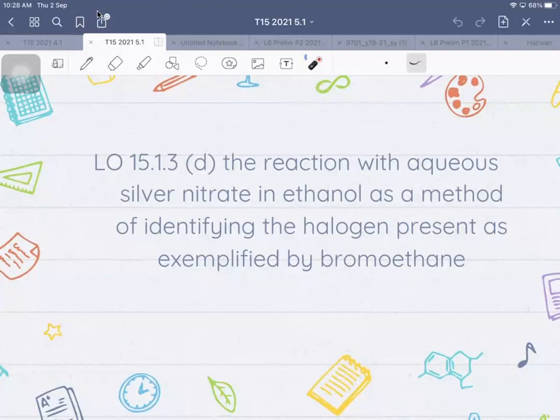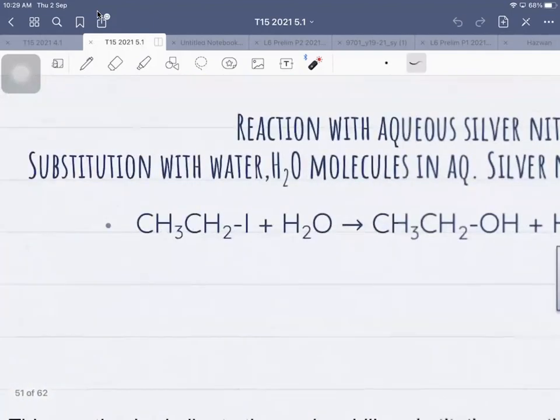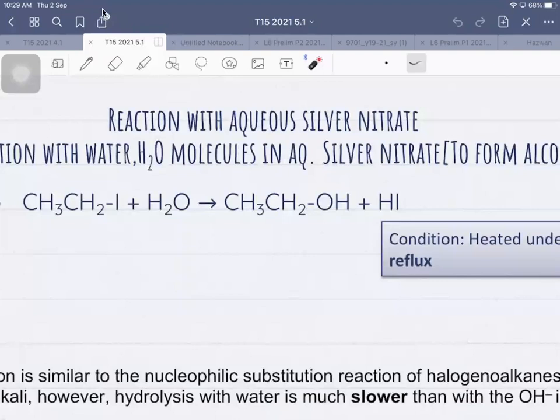Okay, I'm back. So the next learning objective that we are going to look at is the reaction with aqueous silver nitrate in ethanol. This method is also a method to identify the halogen present. I'll explain to you why that's the case.